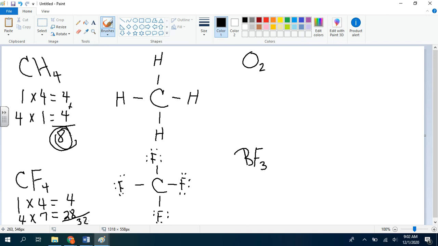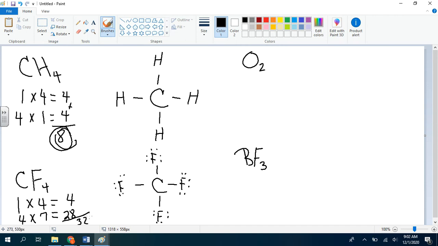Another thing, this number should always be even because these are always even, okay? They go in pairs, either a bonded pair or a lone pair, either way. Then the last step, after everybody's happy, so I check and I make sure everybody has 8. Carbon has 8. All the fluorines have 8. That means everybody is happy.